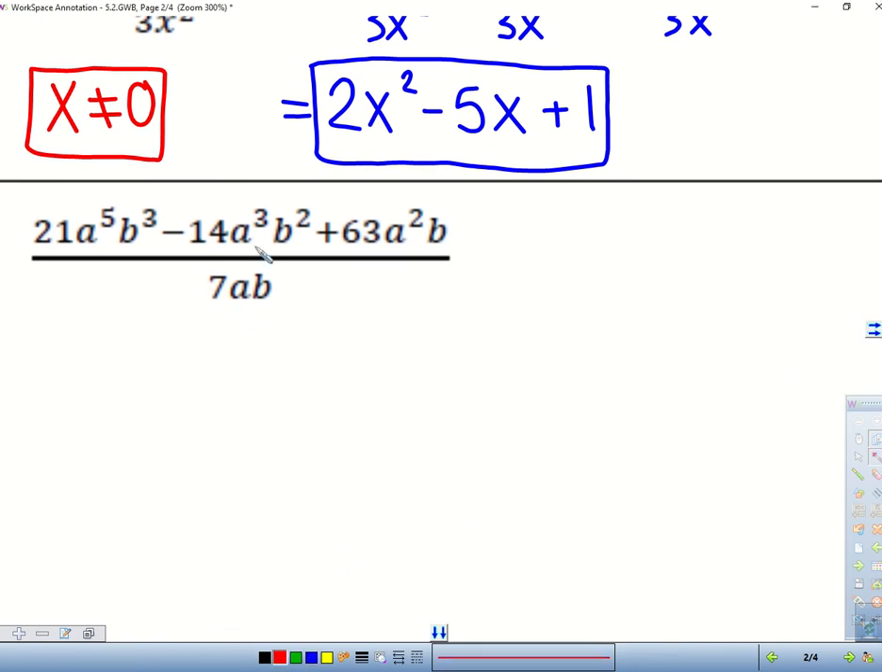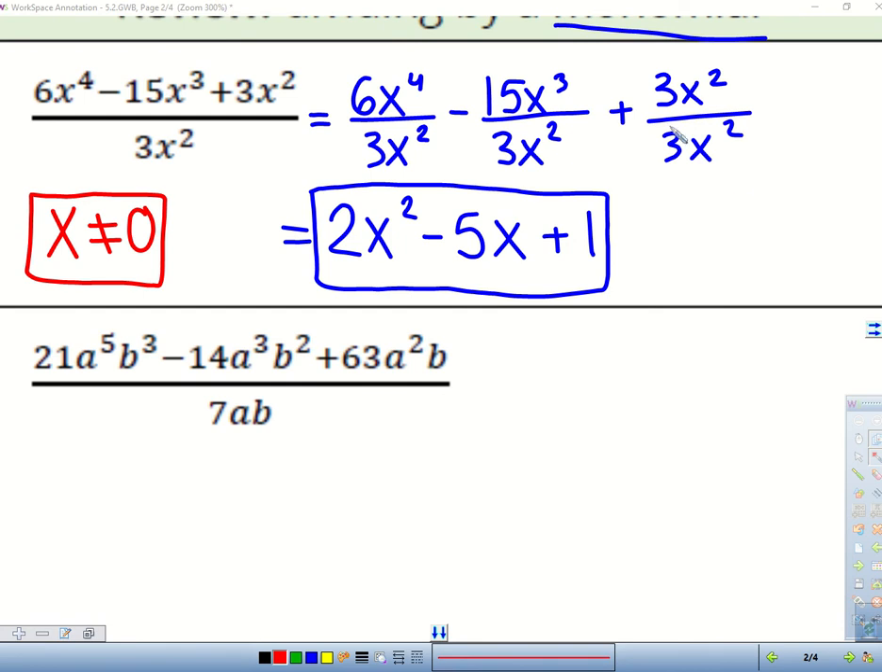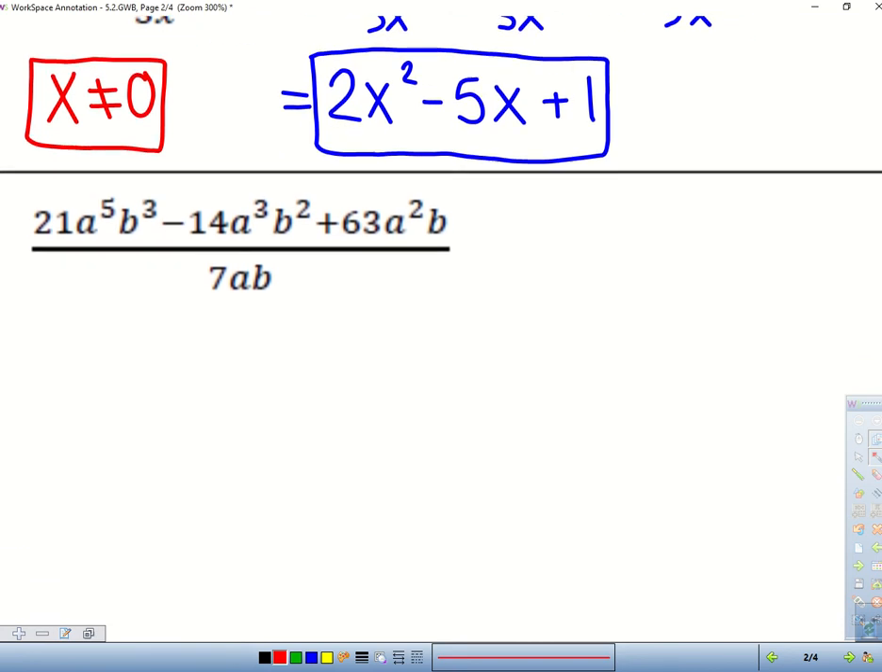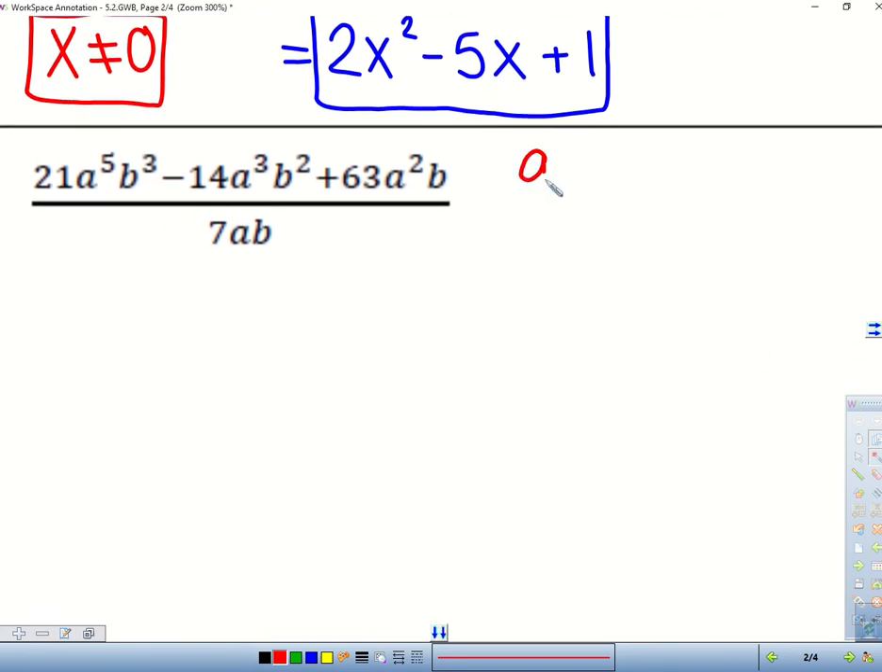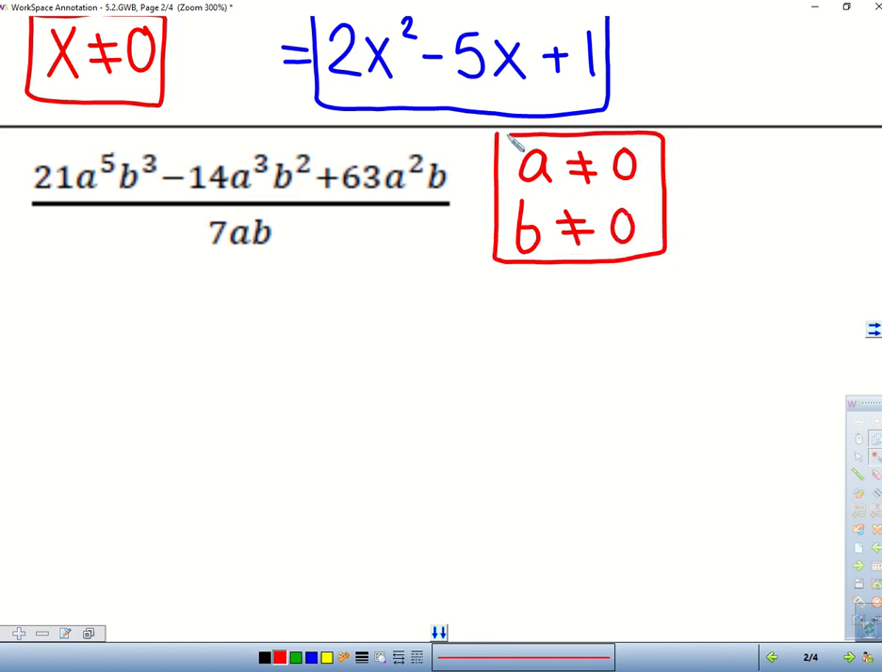So now here we're going to do the same procedure. See how here I wrote it out as individual fractions? You don't have to write it out this way if you just want to do it in your head. It's up to you. So here, what can't a and b be? They can't be 0, because they would make the whole denominator 0. So this holds true except for when a is 0 and except for when b is 0.